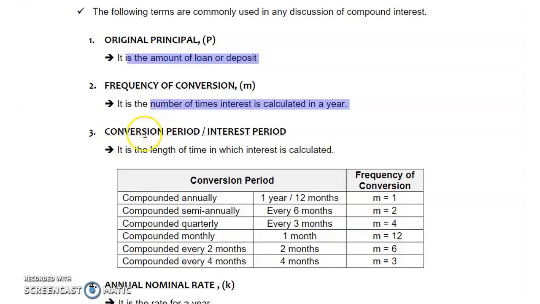Okay, next, conversion period or interest period. Period refers to time. So what is the conversion period or interest period? It is the length of time in which interest is calculated. Okay, so it is about length of time. Now let's look at some conversion periods and their frequencies of conversion.